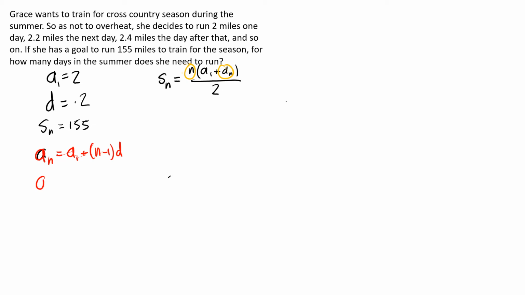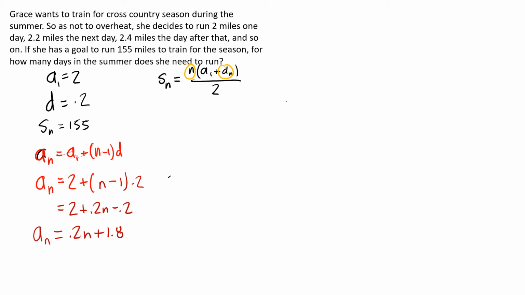So a sub n is going to equal a sub 1, which is 2, plus n minus 1. No, sorry, n is not 0.2, n is n. Minus 1 times the common difference, 0.2. There's your 0.2. Okay, so this is going to equal 2 plus 0.2n minus 0.2, or it's going to equal 0.2n plus 1.8. Okay, so that's what a sub n is equal to.